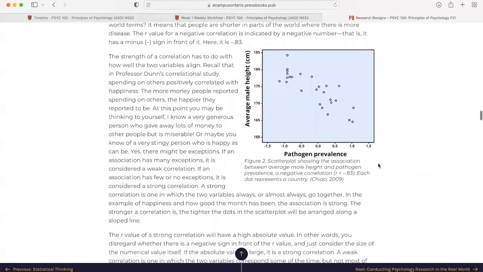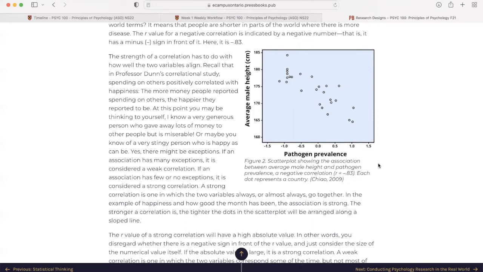The strength of a correlation has to do with how well the two variables align. Recall that in Professor Dunn's correlation study, spending on others positively correlated with happiness. The more money people reported spending on others, the happier they reported to be. At this point, you may be thinking to yourself, I know a very generous person who gave away a lot of money to other people, but is miserable. Or maybe you know a very stingy person who is happy as can be. Yes, there might be exceptions.